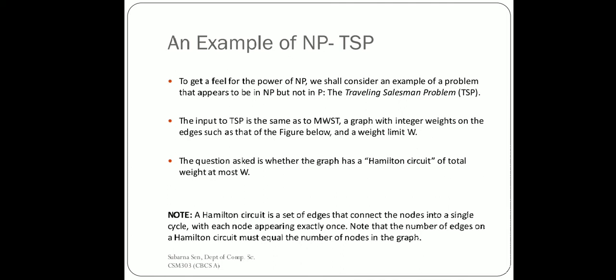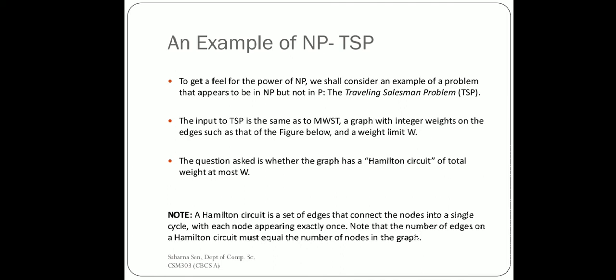You can see there, a Hamiltonian circuit is a set of edges that connect the nodes into a single cycle, with each node appearing exactly once, and the number of edges on the Hamiltonian circuit must be equal to the number of nodes in the graph. So we know how to construct a Hamiltonian circuit from a given graph. So you have to keep these points in mind to proceed further, right?